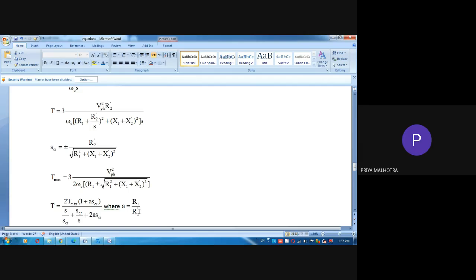Sir, SCR means? CR is for critical. SCR means the slip at which maximum torque occurs.